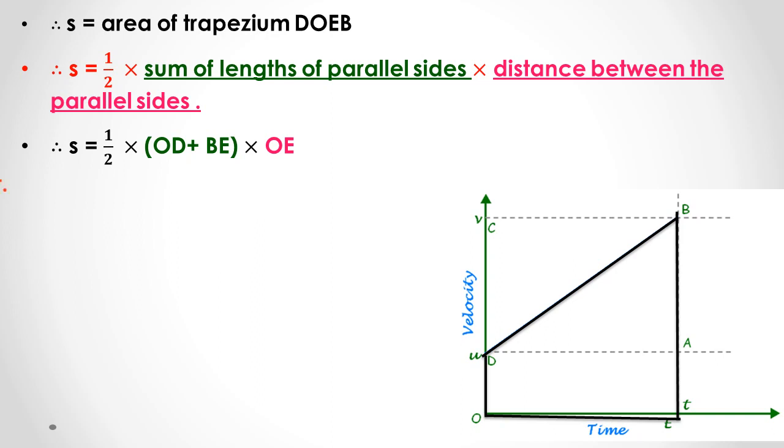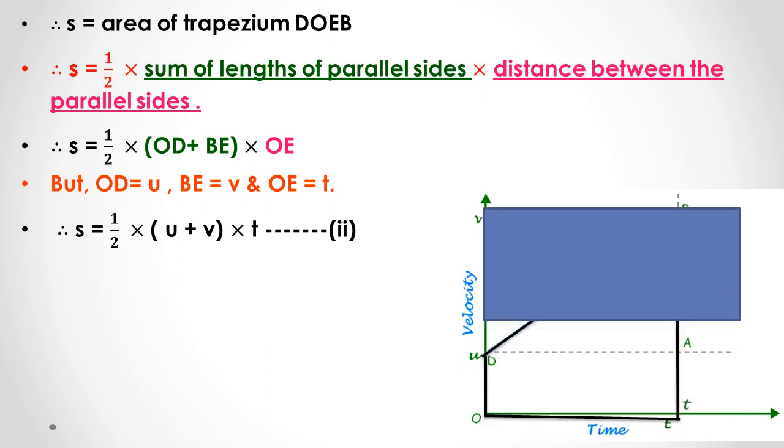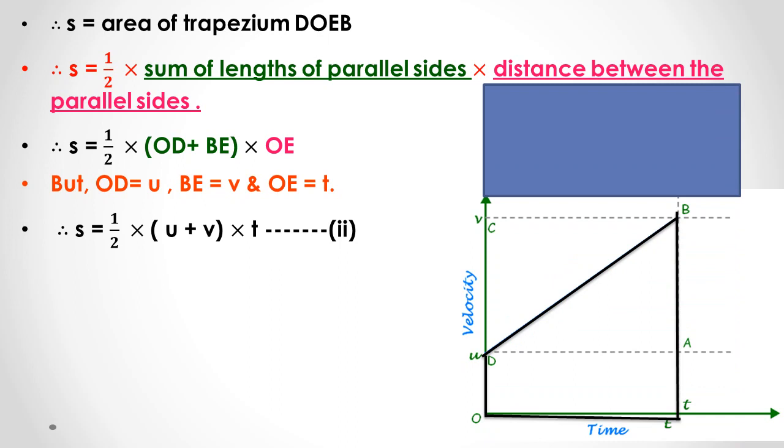This is the time covered. Here OD is equal to U, our initial velocity, and BE will be the final velocity V, and OE is nothing but the distance covered. So let's put these values in the above formula. Our formula becomes S equals half multiplied by OD, which is U plus V, multiplied by T. This is so simple, we just put the values instead of the sides. Now this is our equation number 2.